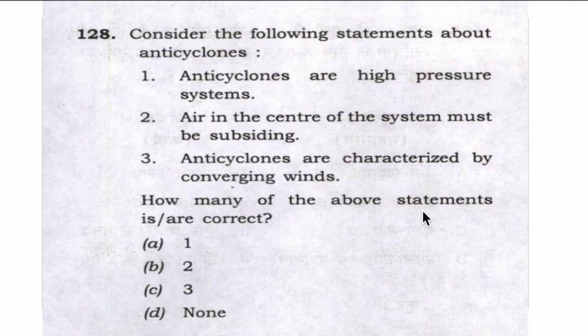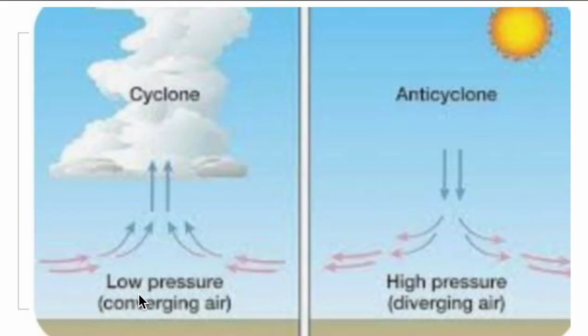Now coming to the last question, consider the following statements about anticyclones. The first statement is anticyclones are high pressure systems. The second statement is air in the center of the system must be subsiding. Subsiding is nothing but sinking. The third statement is anticyclones are characterized by converging winds. Let's understand by looking at this figure here.